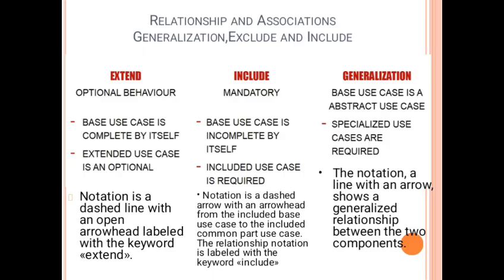Then the next one is extend. It is an optional behavior. The base use case is complete by itself. The extend use case is optional. The notation is a dashed line with an open arrowhead labeled with the keyword extend. Generalization: the base use case is the abstract use case, and the specialized use case is required. The notation is a line with an arrow showing the generalized relation between the two components.